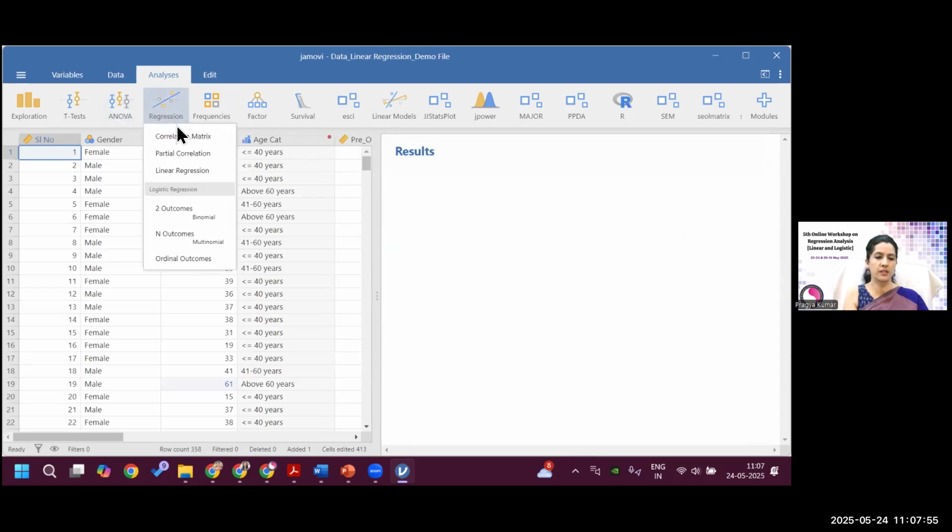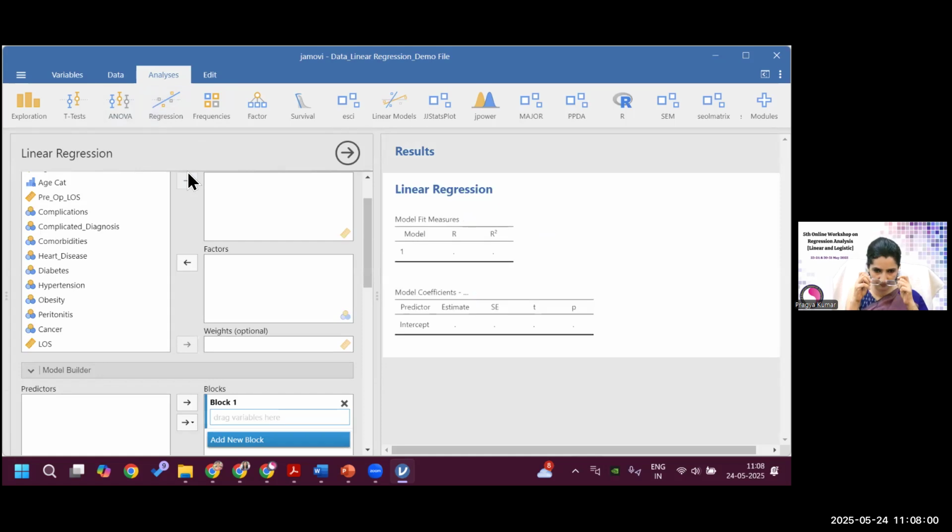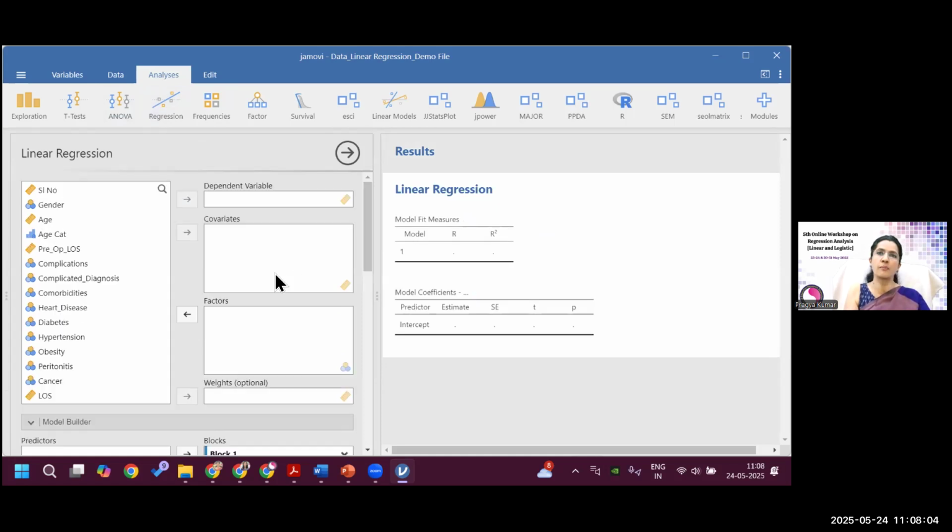Again, I'll go to the regression. I'll open this linear regression and move. So now I'm not going blockwise. I know beforehand that these are the variables which I have to take in my model. So I will take this LOS.